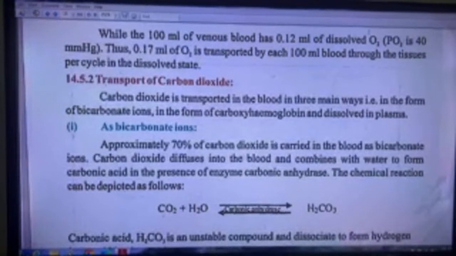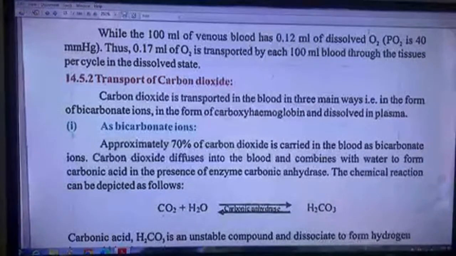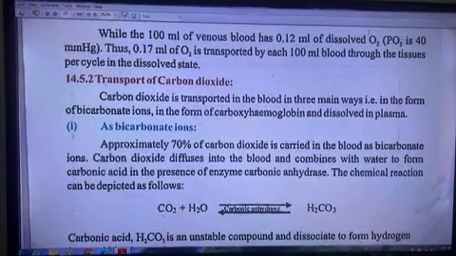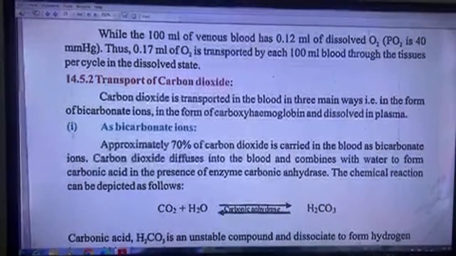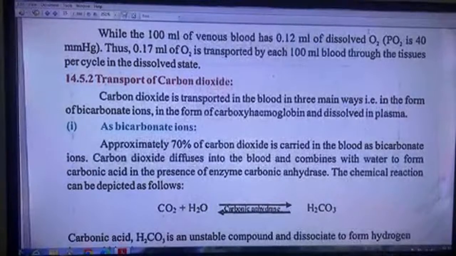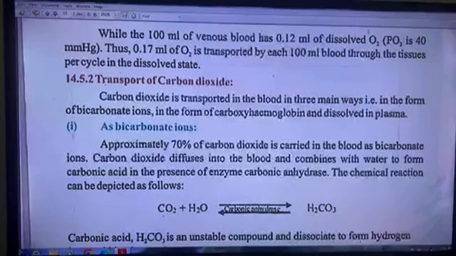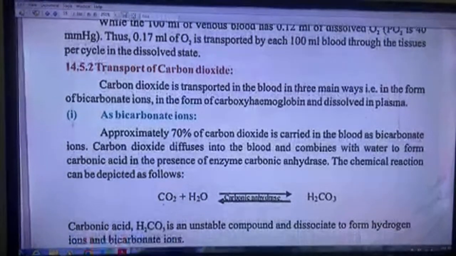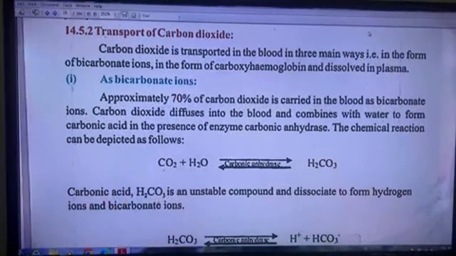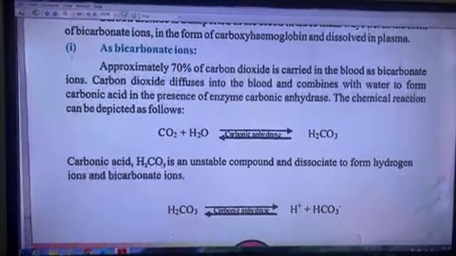Transport of carbon dioxide. Carbon dioxide is transported in the blood in three main ways: in the form of bicarbonate ions, in the form of carboxyhemoglobin, and dissolved in plasma. Approximately 70% of carbon dioxide is carried in the blood as bicarbonate ions.